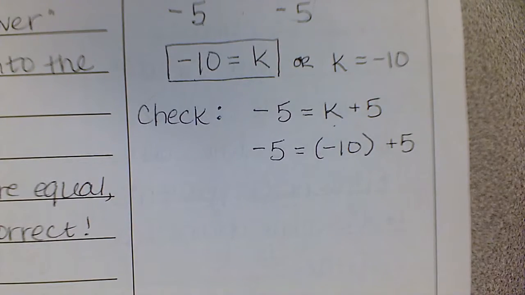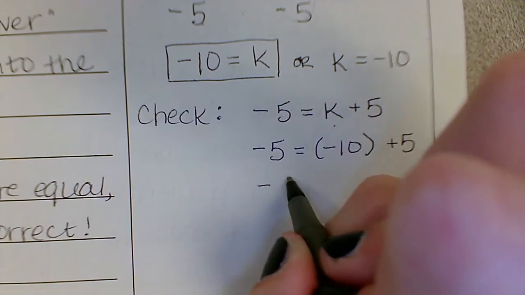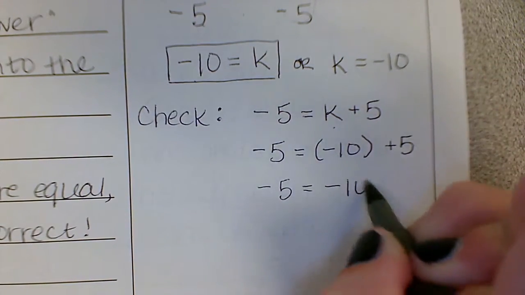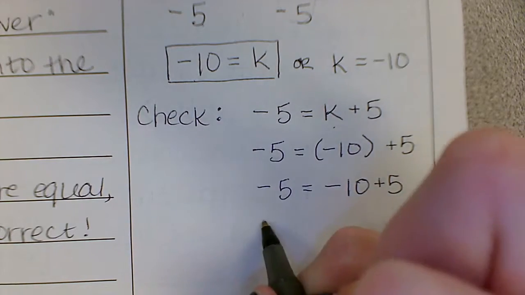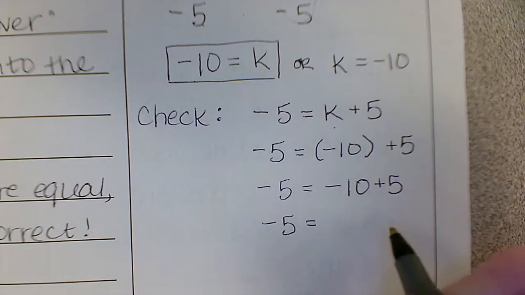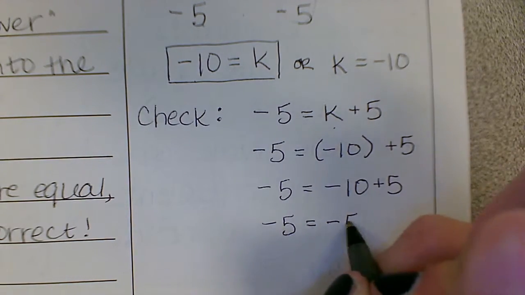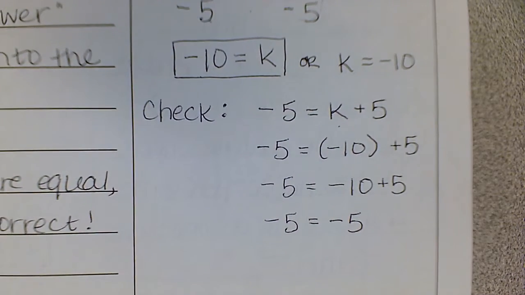Okay. So next step, in my parentheses, there's nothing else I can do there. So I'm just going to rewrite that without the parentheses. And I'm going to get negative 5 equals, I have negative 10 plus 5. So I'm at negative 10. I'm going 5 up the number line, which is going to get me negative 5. Is negative 5 equal to negative 5?